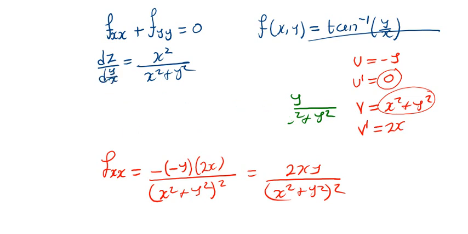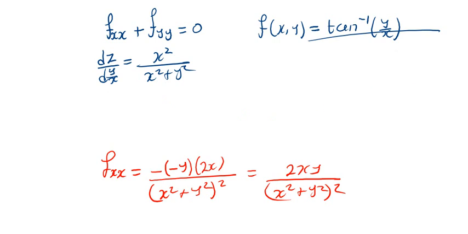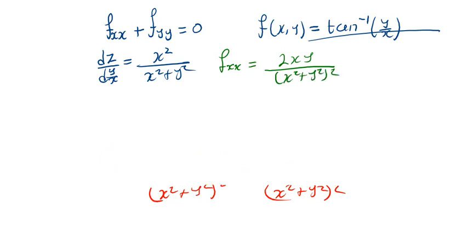So we can place it up here. Our second partial with respect to x, we have found that is equals to 2xy divided by x squared plus y squared squared like that. Now let's go ahead and find the second partial derivative with respect to y.